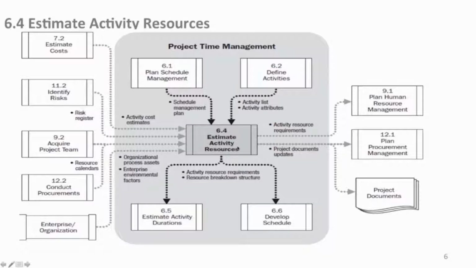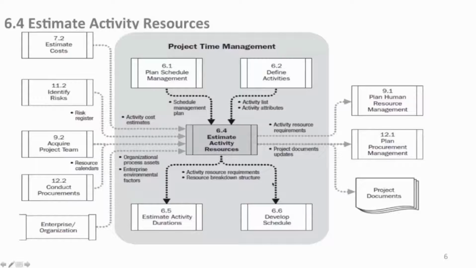So what are the main outputs? Well, the main outputs are the activity resource requirements and the resource breakdown structure also. Once we assign resources, we'll be able to put them in a hierarchy so we can manage them better. They go into our next activity, which is duration, assigning time, and concurrently go into develop schedule.